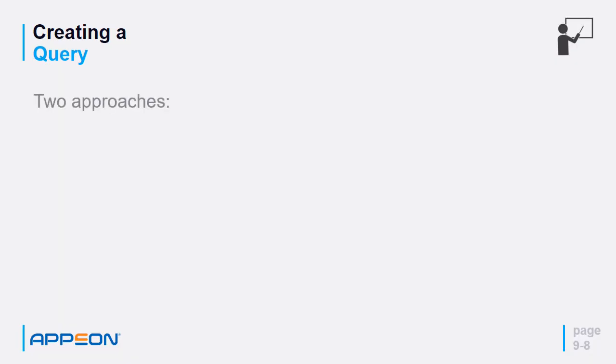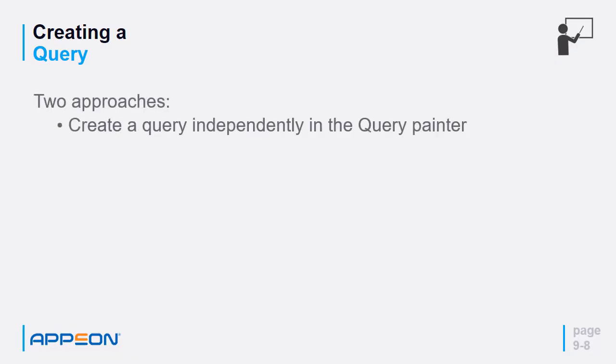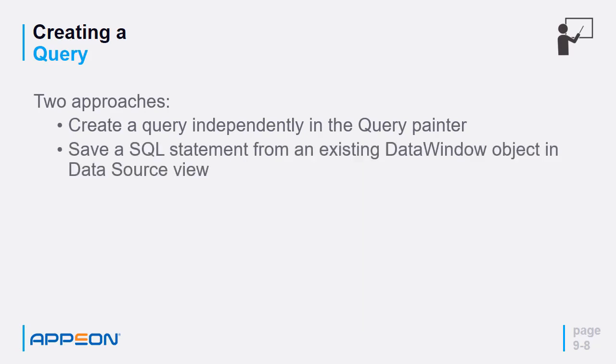So to create a query, there are two approaches. Create the query independently using the query painter, or save an SQL statement for an existing data window object in the data source view as an SQL query object.